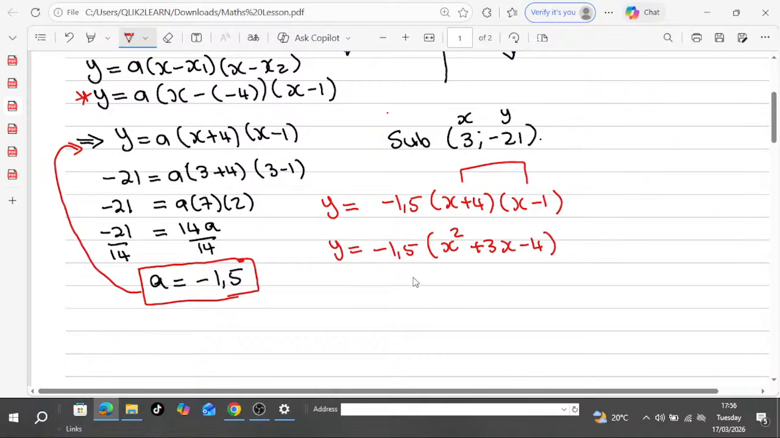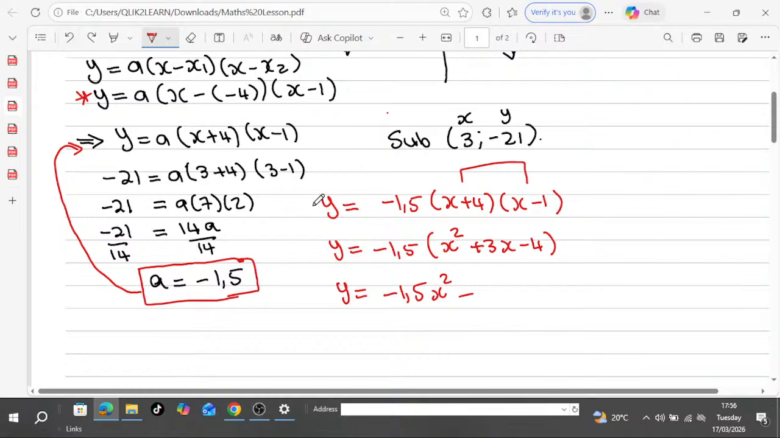Now we multiply out of the bracket with what? We multiply out the bracket with negative 1.5. This will be minus 1.5x squared, then minus 1.5 times 3 will give us a negative 4.5x, and then we say minus 1.5 times minus 4, which gives us positive 6. So this is the equation of the graph in the quadratic form.